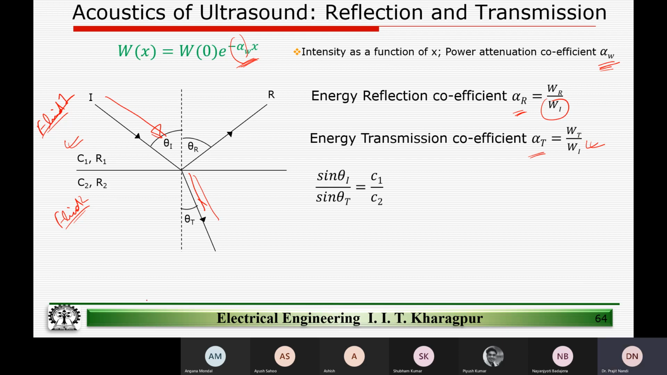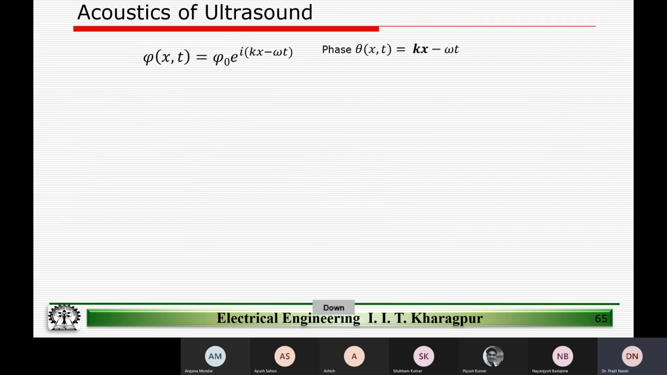And so this is one fundamental equation that is there. So if you see here, sine theta I divided by... I think I had a derivation for this.